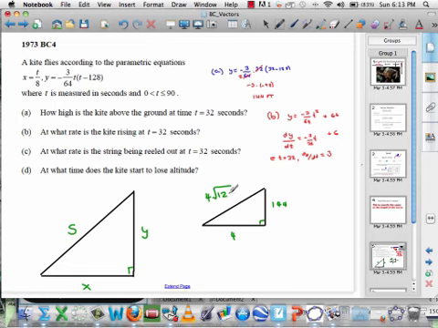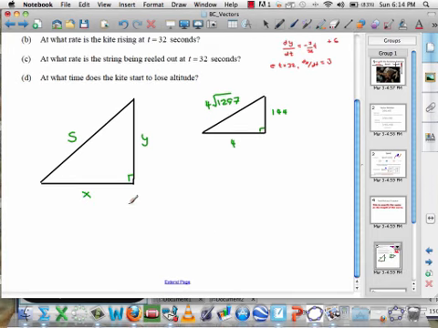The question here is, at what rate is the string being reeled out at t equals 32 seconds? So we're trying to find the rate of change of s with respect to time, because time is the independent variable here. So this is a related rates problem. This is good to review at this point in the game. I need to set up a relationship that's evident in this triangle, no matter what, and then use the information I have right now to solve for what I don't know. So the relationship that's very clear in this triangle is the Pythagorean theorem, which is s squared equals x squared plus y squared.